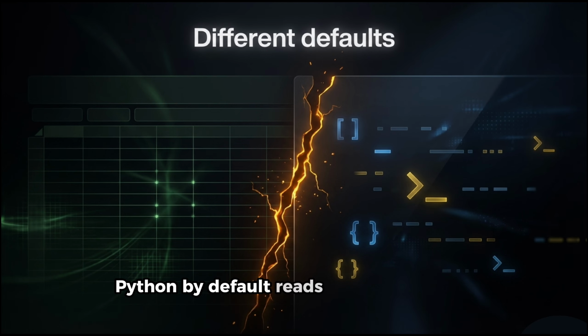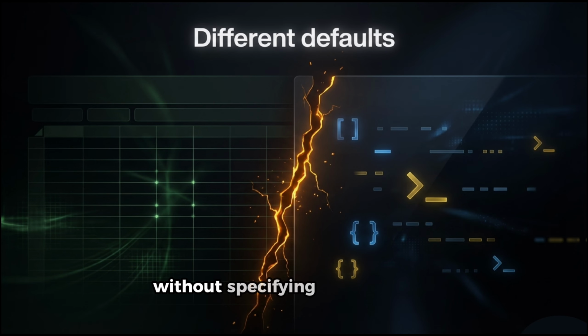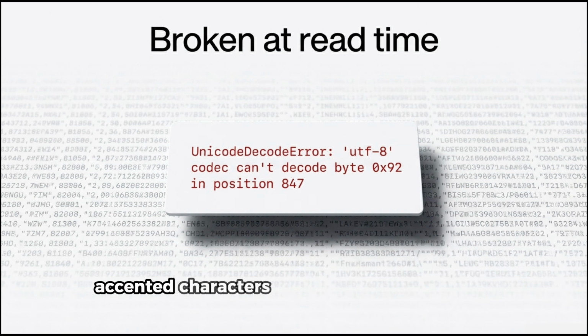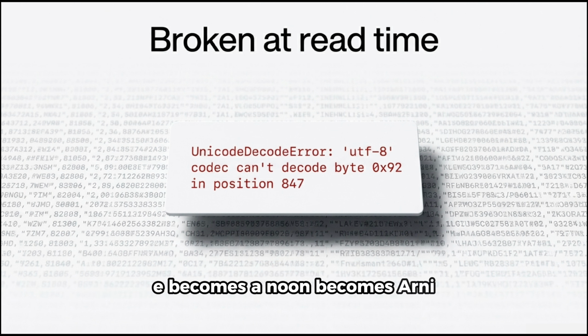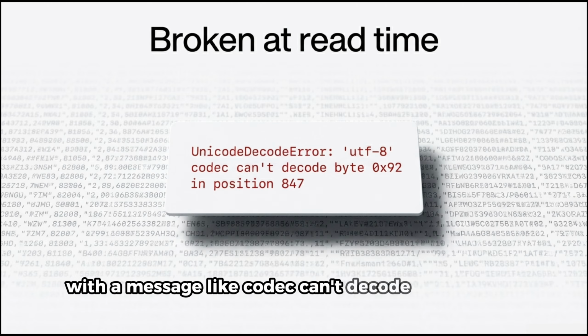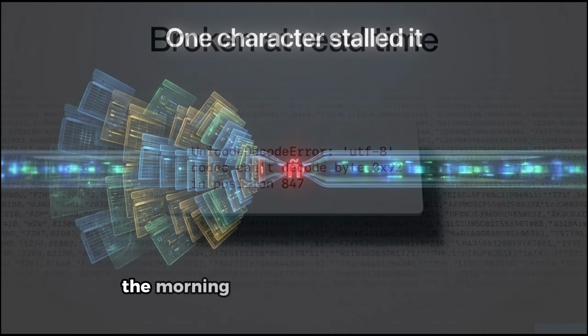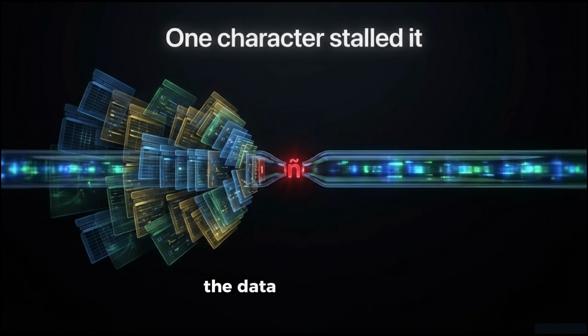Python, by default, reads CSV files as UTF-8. When a Python pipeline reads an Excel-generated CSV without specifying the encoding, accented characters become garbled symbols. É becomes Ã‰, ñ becomes Ã±, or worse, the parser throws an encoding error and stops entirely, with a message like codec can't decode byte 0x92 in position 847 in a file with 200,000 rows. The morning processing window passes, the data is a day late, all because a name had an accent in it.